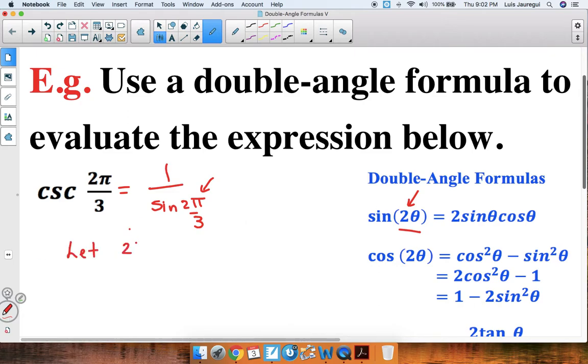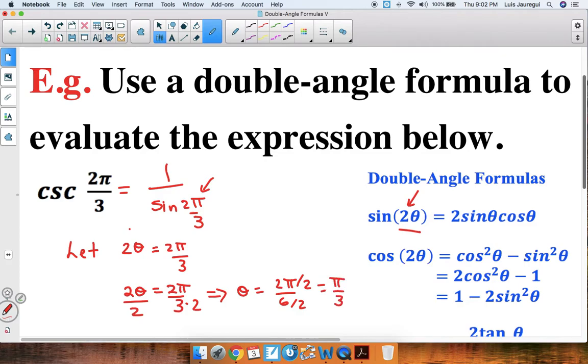Let 2 theta be equal to 2 pi over 3. Now we need to get theta by itself, so let's go ahead and rewrite this one more time, and let's divide by 2 on both sides of the equation. So this gives you that theta is equal to 2 pi over 6. Now, dividing both numerator and denominator by 2, we get that this is equal to pi over 3, which you could have obtained by canceling the 2's over here. So that's your angle theta.